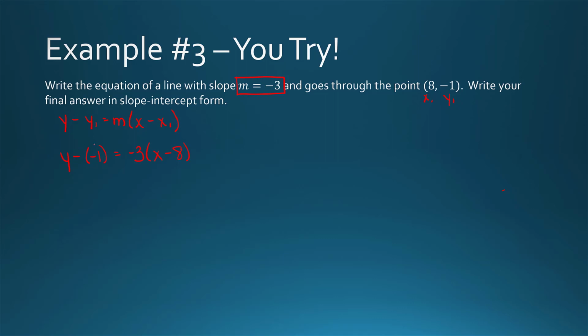So this double negative on the left, we're going to rewrite as y plus 1 equals, and then on the right, we're going to distribute this negative 3. So negative 3x plus 24. And the last step to get y by itself into slope-intercept form would be to subtract 1 from each side. So y equals negative 3x plus 23. And that there would be our final answer for this problem.